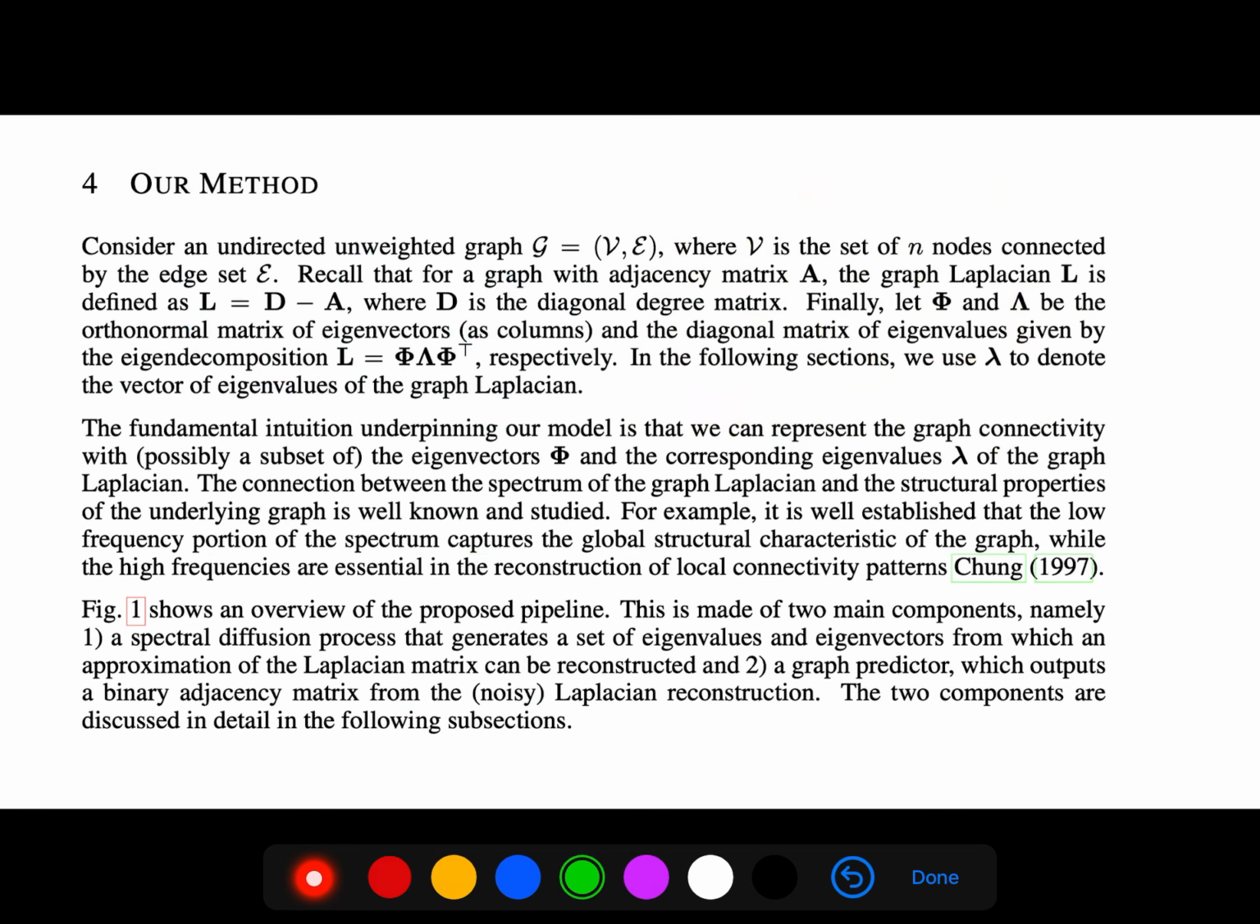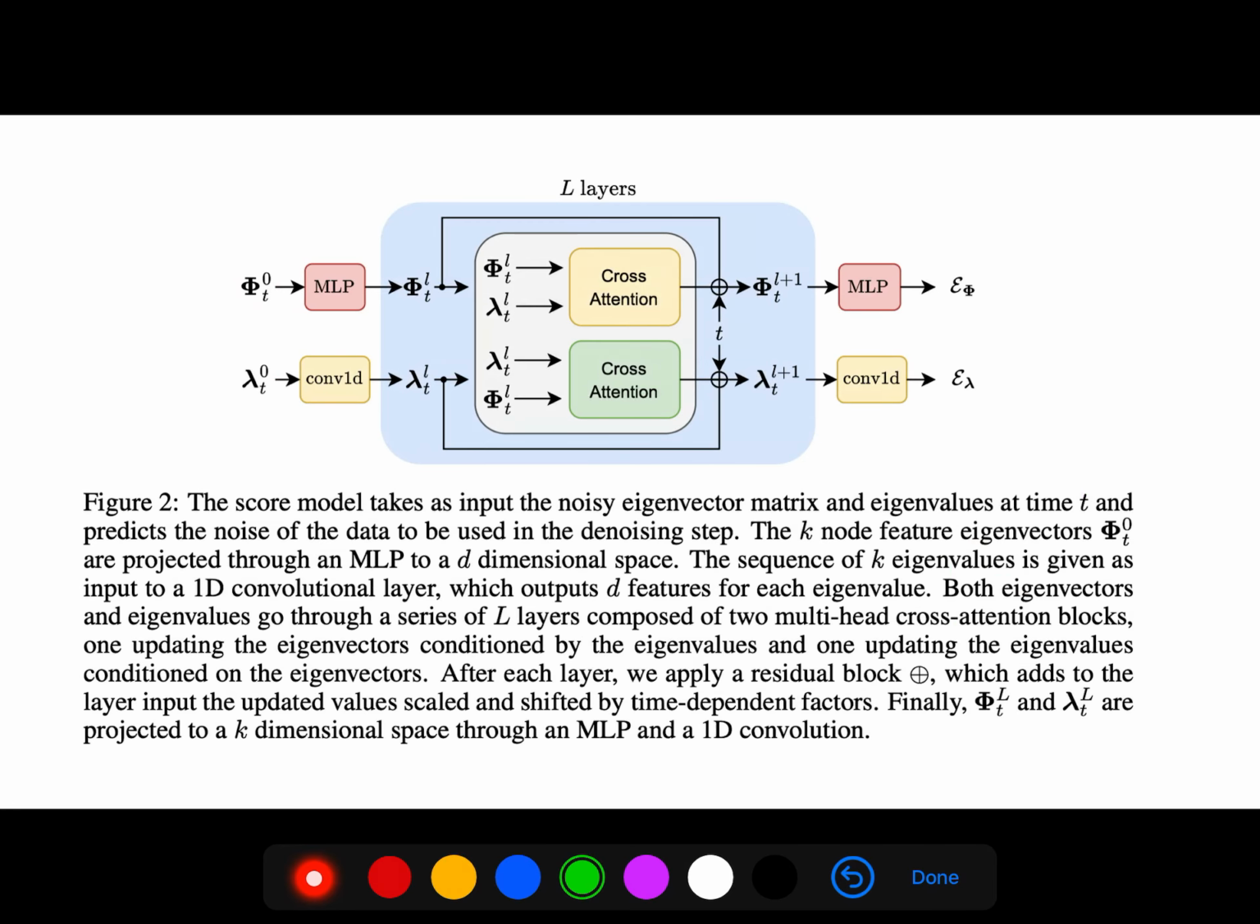So always our adjacency is A, but from A, because we have the diagonal of that, we get the Laplacian. And once you get the Laplacian, it's very easy to decompose it, like this eigendecomposition. So the score model takes as input the noisy eigenvector matrix and eigenvalues at time t, and predicts the noise of the data to be used in the denoising step.